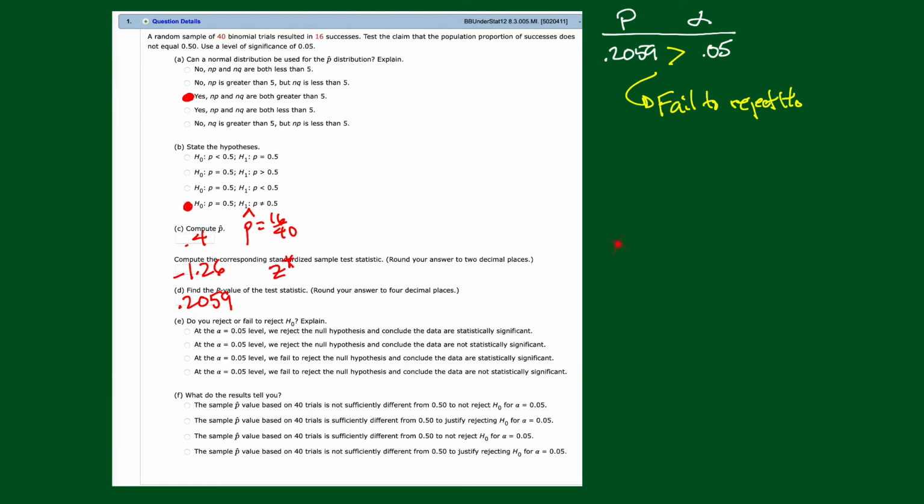So let's go down here and see which part we're going to go with. So we're going to fail to reject. So let's see, what do we have? This says reject. This says reject. So toss these out. These are two failed to reject. So which one are we going to use? At 05, we fail to reject H0 and conclude that the data are statistically significant. That's not true. If we fail to reject, that means that there's no statistical difference between these two numbers, right?